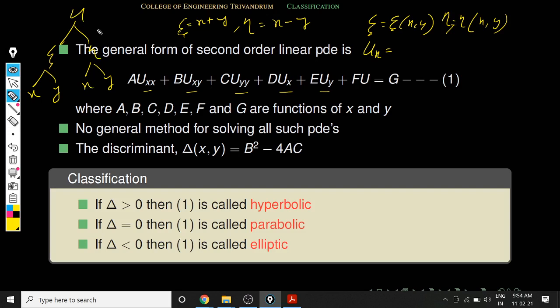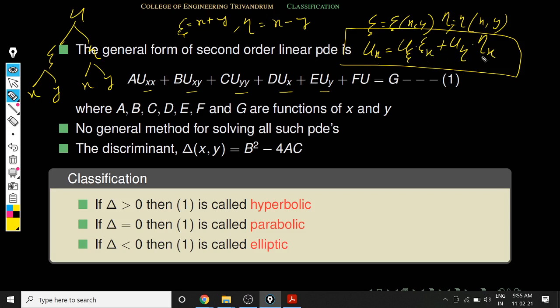You got it? So how to differentiate? What is the chain rule? So using the chain rule, ux is u psi into psi x plus u eta into eta x. This is the chain rule. Now ux is in terms of u psi and u eta. You got it?